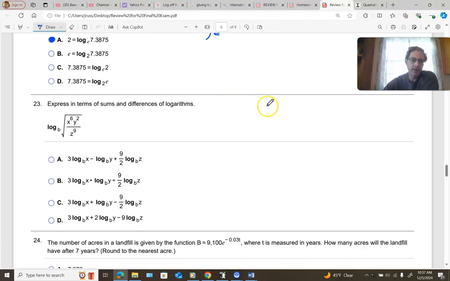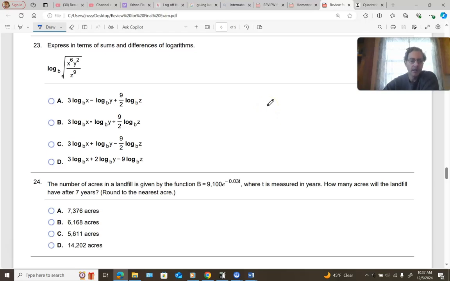Alright, and then let's see, 23. Oh, I hate that they gave you one like this. It's just because it's a little more work. It says express in terms of sums and differences. Okay, so first thing we need to know is that this is a square root.